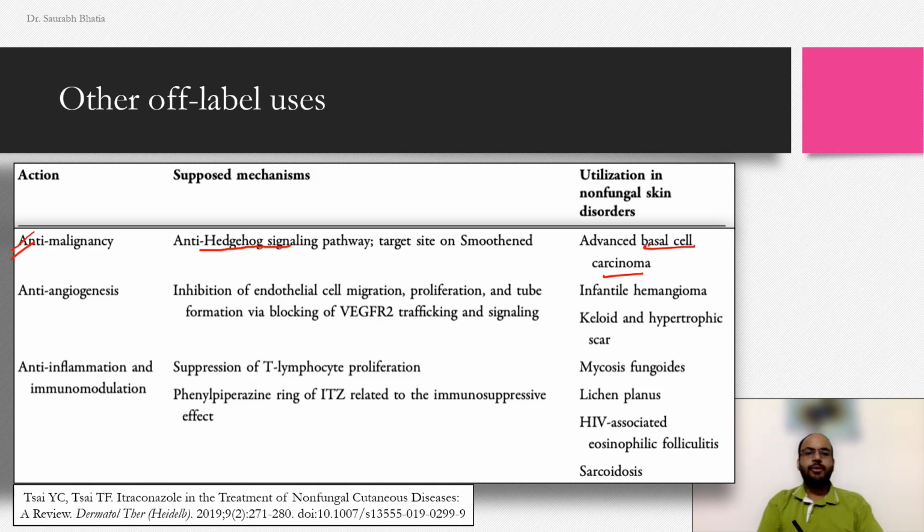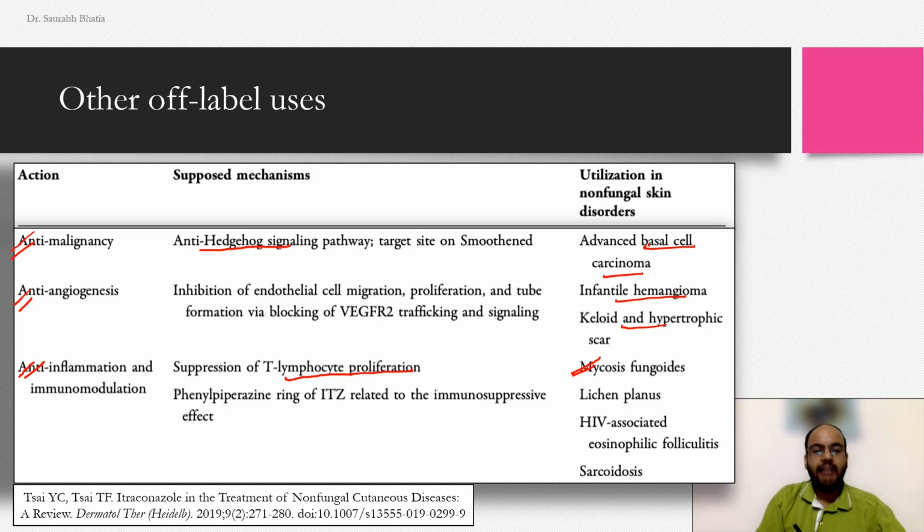So oral itraconazole is found to be effective in basal cell carcinoma. It also has an anti-angiogenesis effect, which is used in infantile hemangioma or keloid formation. It has an anti-inflammatory and immunomodulatory effect, which leads to suppression of T lymphocyte proliferation. Because of this suppression of T lymphocyte proliferation, itraconazole is used in mycosis fungoides.